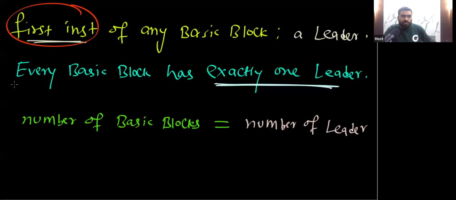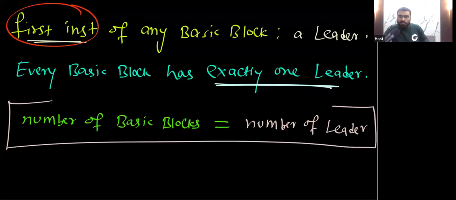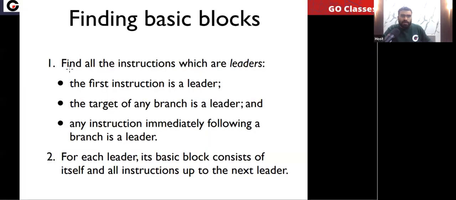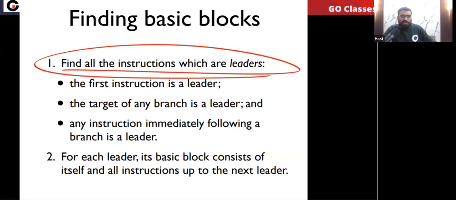Number of basic blocks is equal to number of leaders. Very simple point. Now let's find out. Just apply the rules that we have seen. So remember, what are leaders? Just find out which instructions are the leaders.